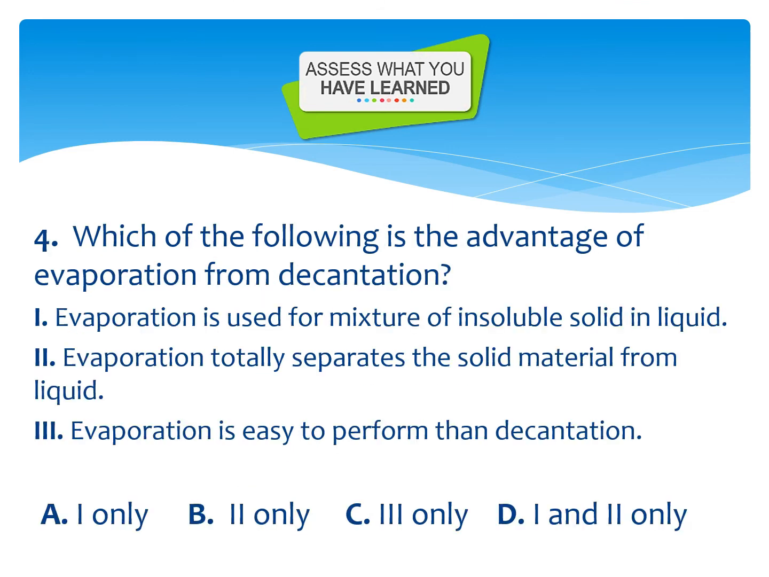Number 4. Which of the following is the advantage of evaporation from decantation? First, evaporation is used for mixture of insoluble solid and liquid. Second, evaporation totally separates the solid material from liquid. Third, evaporation is easy to perform than decantation. A. First only. B. Second only. C. Third only. D. First and second only.